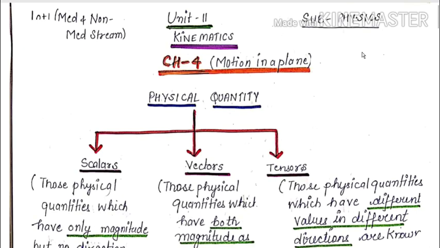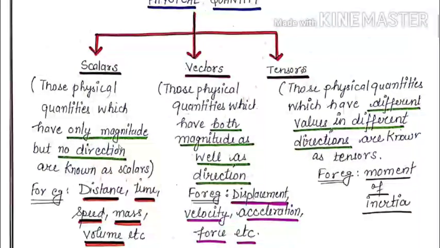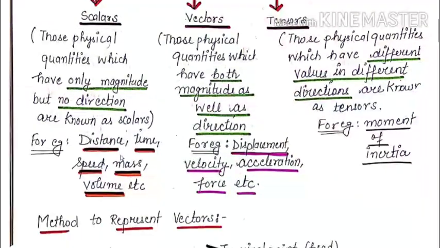Hello students, welcome to our physics lecture for 10 plus 1 medical and non-medical stream. Today we are going to discuss kinematics and its basic properties. Physical quantities are of three types: scalars, vectors and tensors. Scalars are those which have only magnitude but no direction, for example distance, time, speed, mass, volume, etc.